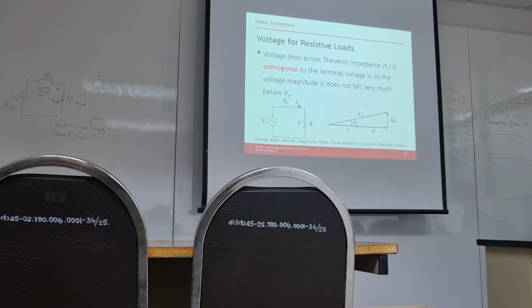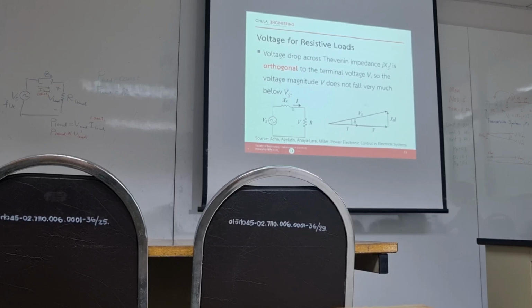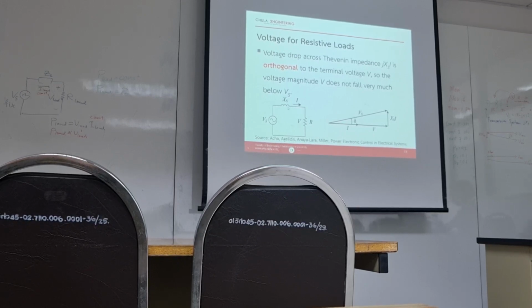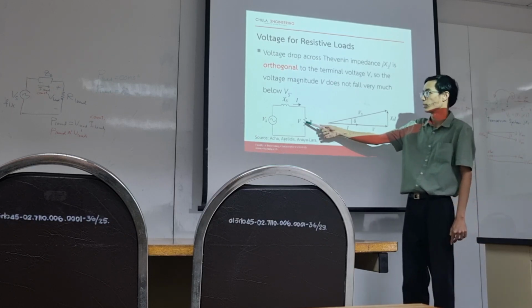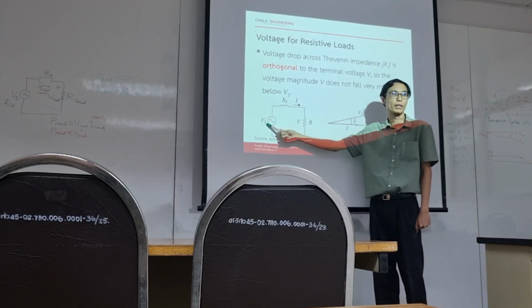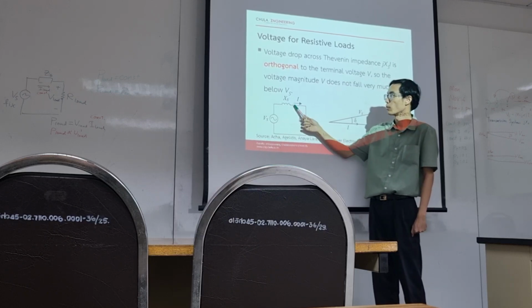We will talk about voltage for resistive load. Suppose we have a circuit like this and the load is just only R. Vs and Xs represent the transmission system. And we have the load R here. The voltage at the load is not the same as the voltage at the source because there is some voltage drop here.